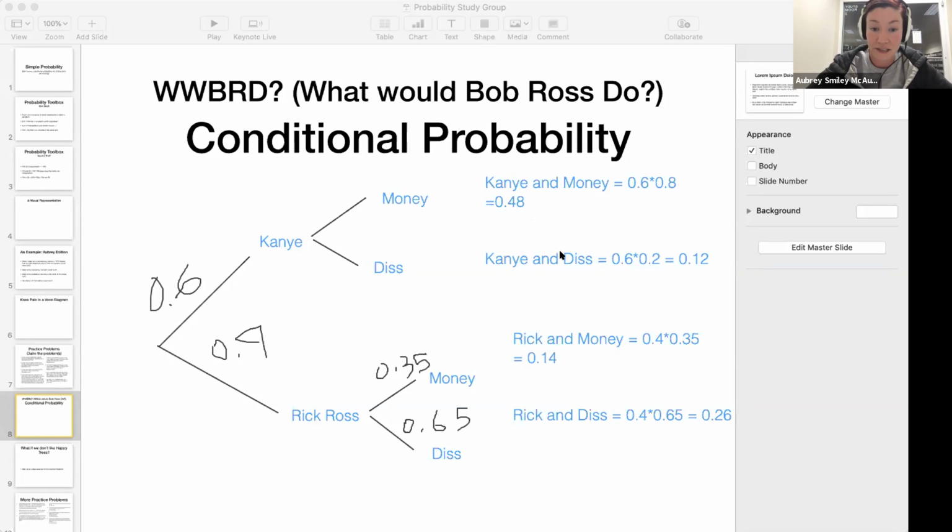If I gave you this, and maybe one of the total probabilities for Rick Ross, and maybe part of this tree, you could fill in the rest of it. And in fact, on the challenge problem, you will be doing just this, about crappy dinners at a government function, if I recall correctly.